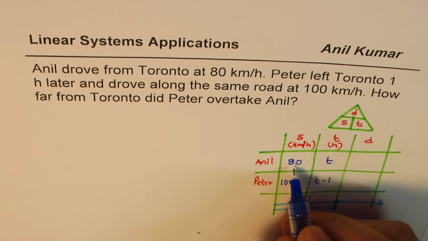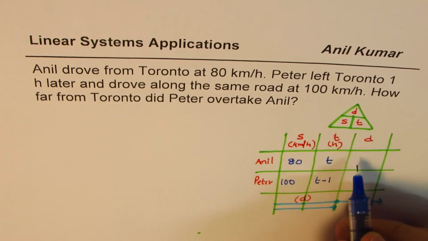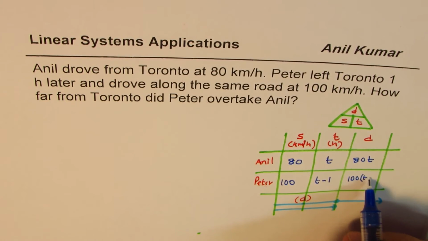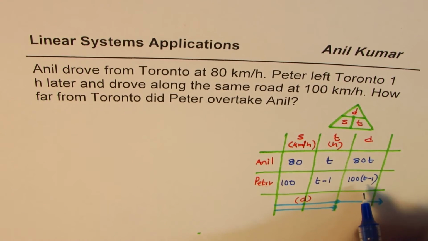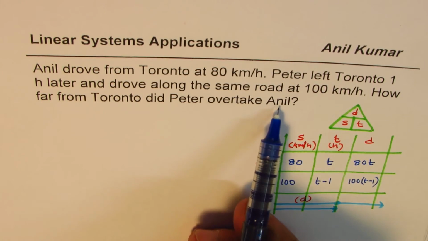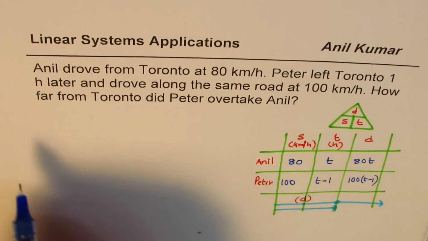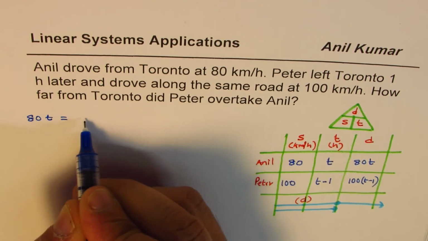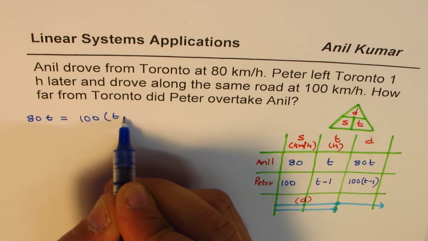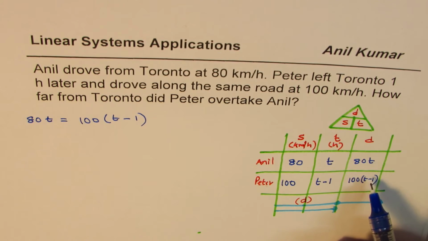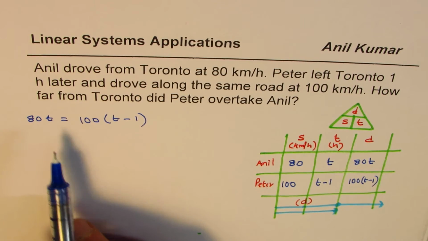Now let's write down the distance both of them traveled in this time. Distance is speed into time. So it is 80t. And here the distance is 100 times t minus 1. Do you get an idea? Now since we are saying how far from Toronto did Peter overtake Anil, that means same distance, right? So same distance traveled will be 80t equals 100 times t minus 1. Same distance means both distances are same. At what time will both distances be same? Time t, right?